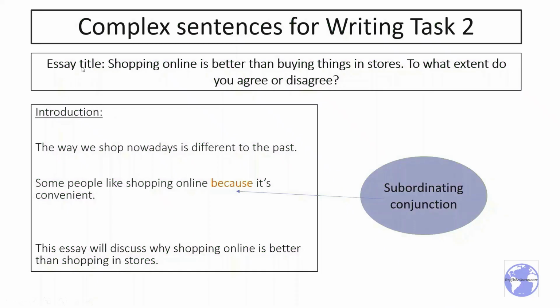So we say, the way we shop nowadays is different to the past. Some people like shopping online because it's convenient. This essay will discuss why shopping online is better than shopping in stores. So that's one example of a complex sentence.